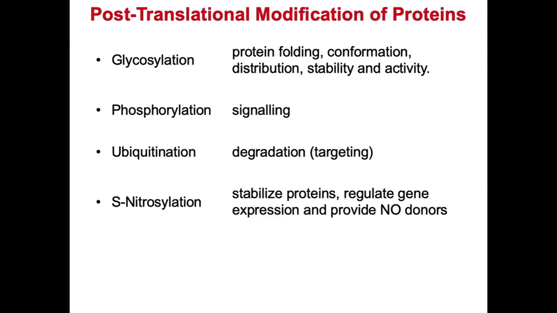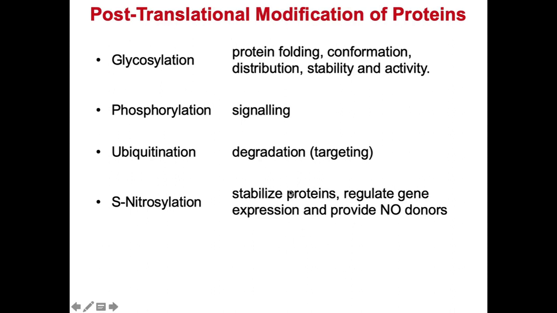Many proteins will undergo a phosphorylation event, so this is where phosphate groups are usually added to serine or threonine or tyrosine residues. So this is quite often an event that happens during a signaling cascade. Many proteins are tagged with a protein called ubiquitin, and this process is termed ubiquitination. Ubiquitin is a 76 amino acid small protein that's added to lysine residues in a protein, and what this does is it targets it for degradation either by the lysosome or by an intracellular cytosolic protein complex called the proteasome.